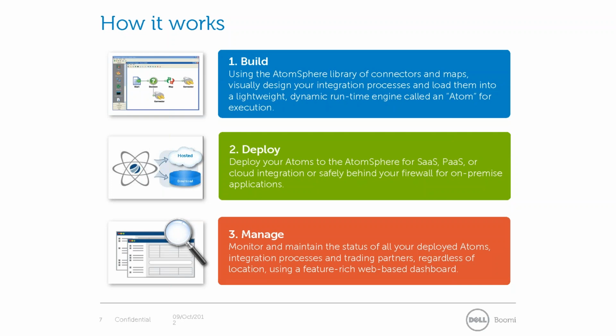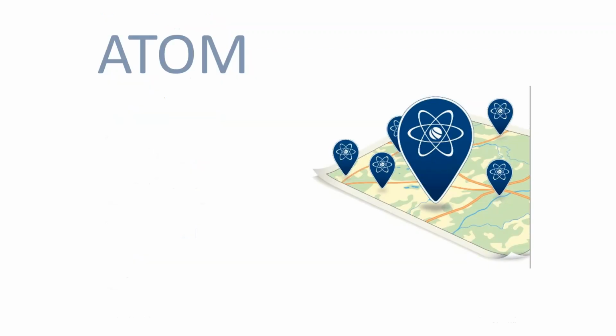Deploy: if you want your integration to be executed behind your firewall, then you'll have to deploy that to your Atom sphere. You deploy your atoms to the Atom sphere. That is done in the deploy page. Manage is where you see the status of the executed processes, whether it is a success or a failure, and how many documents have come out. All that will be seen in the manage tab. We'll go into more detail, so I think that will clear your doubts.